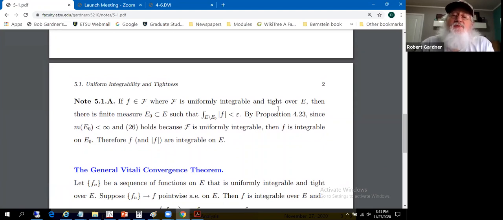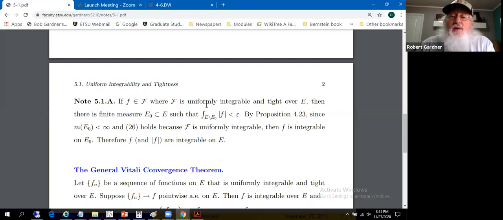And tight is just defined by throwing out a set, E sub 0, and we get a behavior like this. If we have both of these holding, then there's a finite measure set, E sub 0, such that the integral over E set minus E sub 0 of the absolute value of f is less than epsilon. That's the tightness property. Proposition 4.23 says if you have uniformly integrable and a set of finite measure, then such a function must be integrable over that set of finite measure.